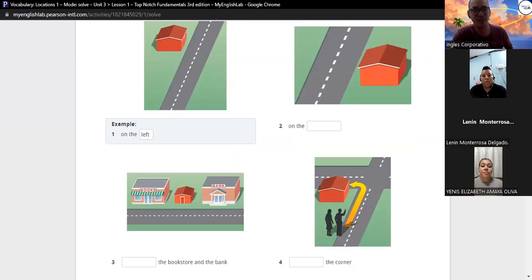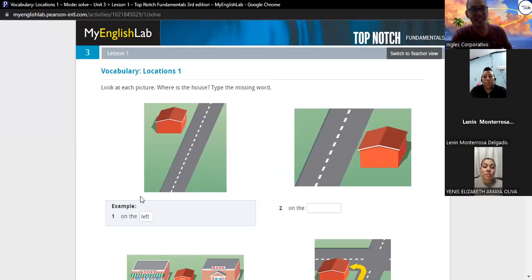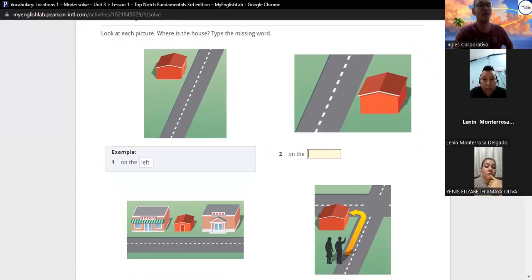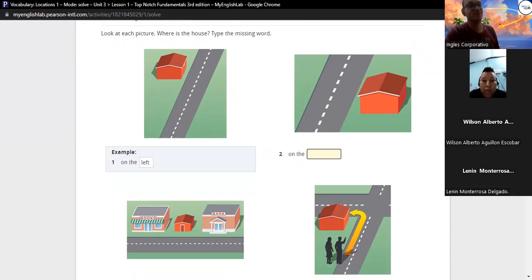Now tell me, over here we got the example and it says, on the left, what is this location? Remember yesterday we saw about the locations. So tell me, what is the location over here? No. On the right. Repeat. On the right. That's correct. Let's go with the next one.